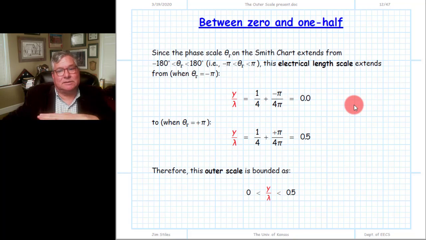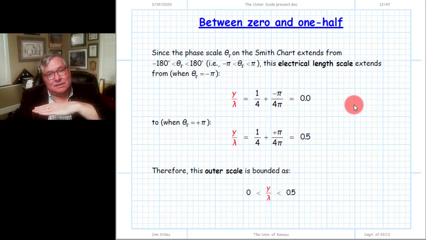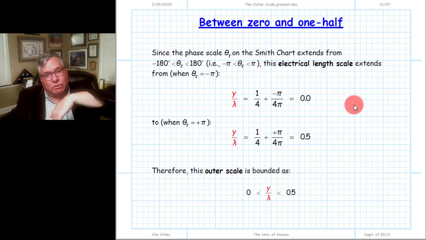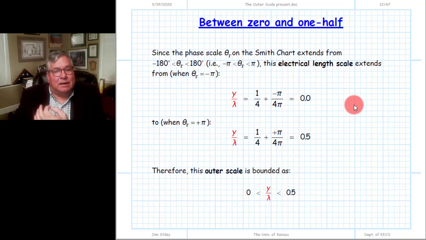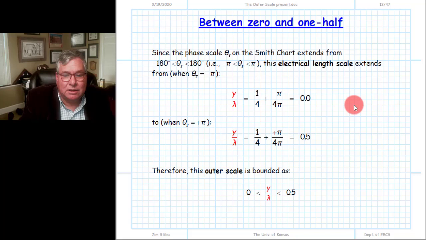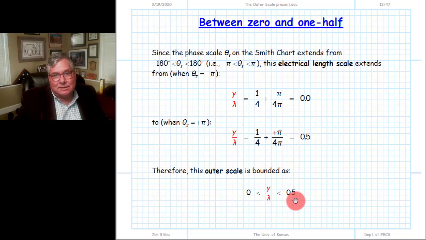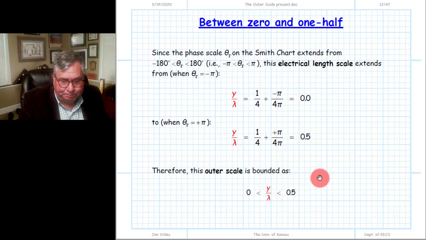And again, as we start at minus 180 degrees and rotate around the Smith chart back to plus 180, what that index will do is start at 0, go to 0.25, and then continue over to 0.5. And so as we go from minus pi to plus pi, our index will go from 0 to 0.5. And of course, 0.5 lambda is the distance around the complex gamma plane.